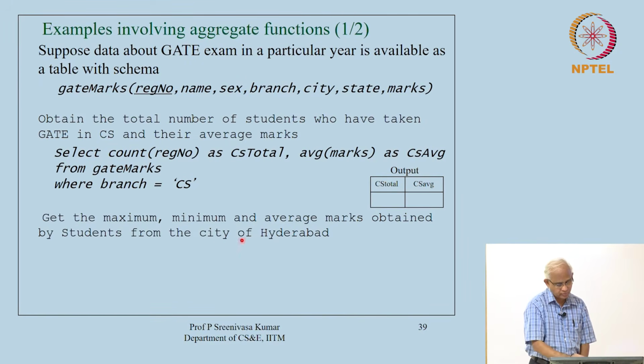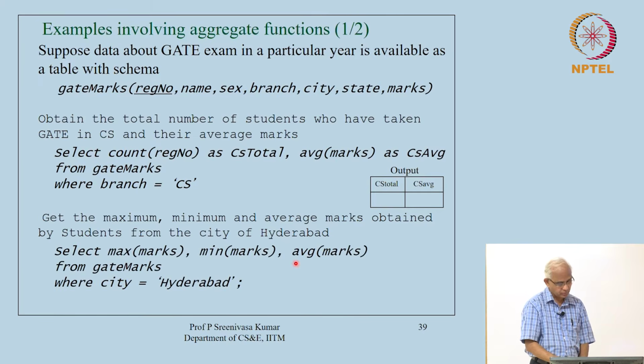Get the maximum, minimum and average marks obtained by students from the city of Hyderabad. So, now we do not bother about the branch, but we just want to get the maximum, minimum, average marks of students from the city of Hyderabad. So, it is very similar. In this case I have chosen not to give any aliases, I mean the renaming. So, max, min, average of marks where city equals Hyderabad.